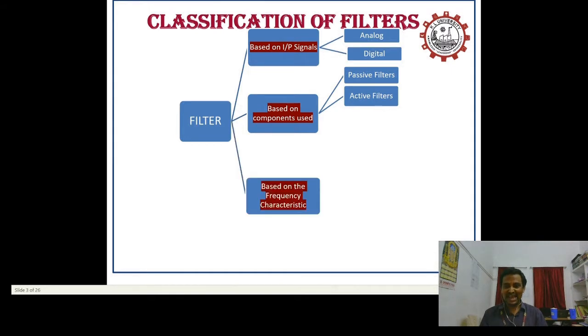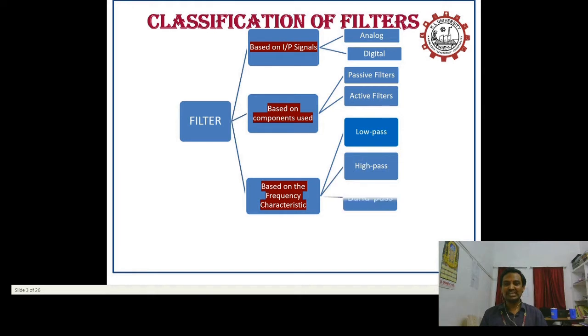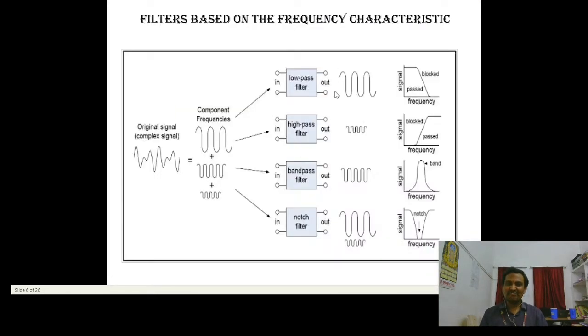Based on the frequency characteristic, filters are divided into low pass filter, high pass filter, band pass filter and band rejection filter. The first category is the low pass filter. What do you mean by a low pass filter? A low pass filter allows only lower frequencies. There should be a cutoff frequency: below the cutoff frequency all frequencies are allowed, and beyond the cutoff frequency all frequencies are attenuated. That type of filter we call a low pass filter.